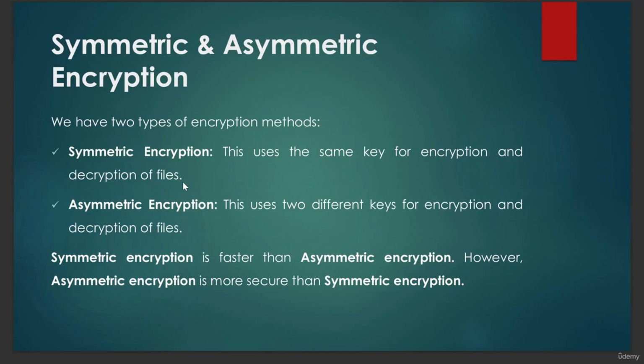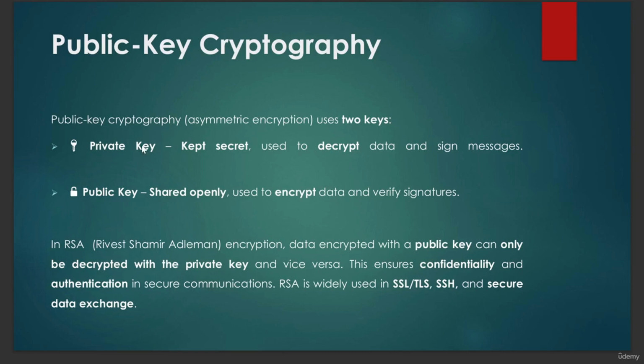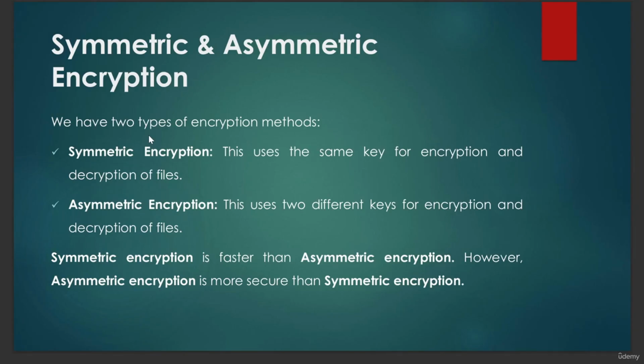The practicals we did in the previous video, where we encrypted and decrypted some files, was symmetric encryption. Now, asymmetric encryption uses two different keys for encryption and decryption of files. These two different keys are what we call the private key and the public key. So asymmetric encryption is also known as public key cryptography. Symmetric encryption is faster than asymmetric encryption. However, asymmetric encryption is more secure than symmetric encryption.